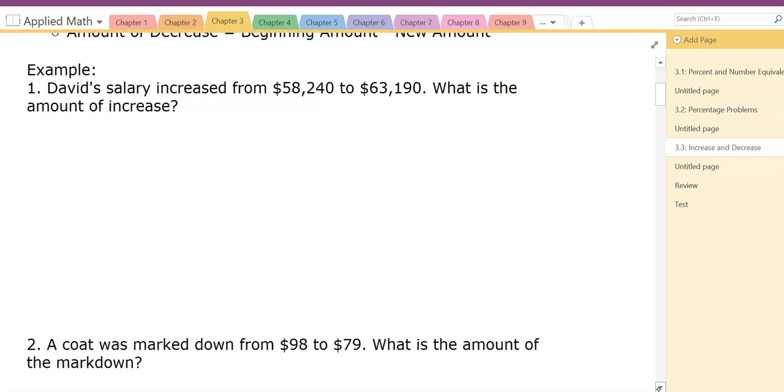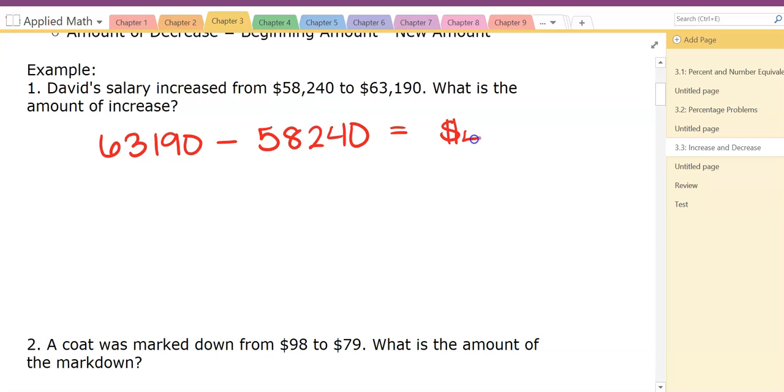So I would take his new salary, $63,190, and subtract his old $58,240. And that gets me an amount of increase there of $4,950.